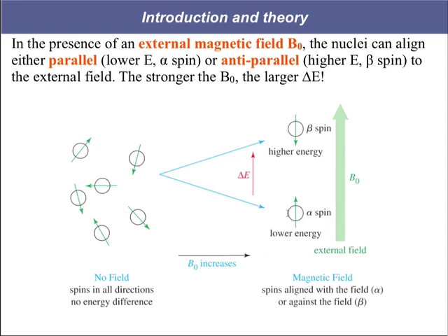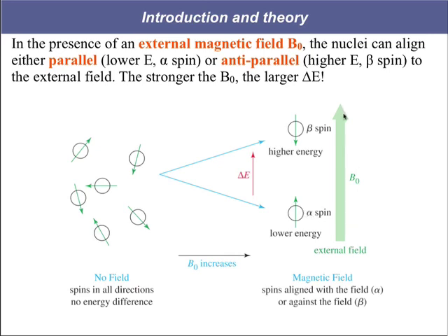It turns out that when the nuclei align with the external magnetic field, that's a lower energy state, and we call that the alpha spin state. And when they align anti-parallel to the magnetic field, we call that the beta spin state. That's a higher energy state. The difference in energy between these two states is determined by the strength of the external magnetic field.